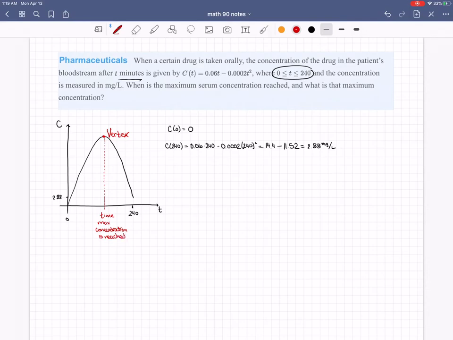And then the second coordinate, the y coordinate, the c coordinate in this particular example, is the maximal concentration. So even though this is a problem about drug concentrations and patients, at the end of the day, the concentration of the drug in the patient's system is modeled by a quadratic function, so we can use our knowledge of quadratic functions to answer the question about max concentration.